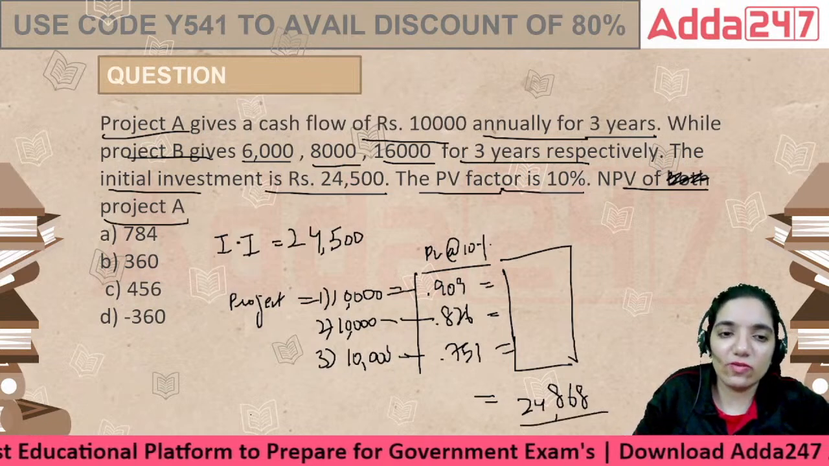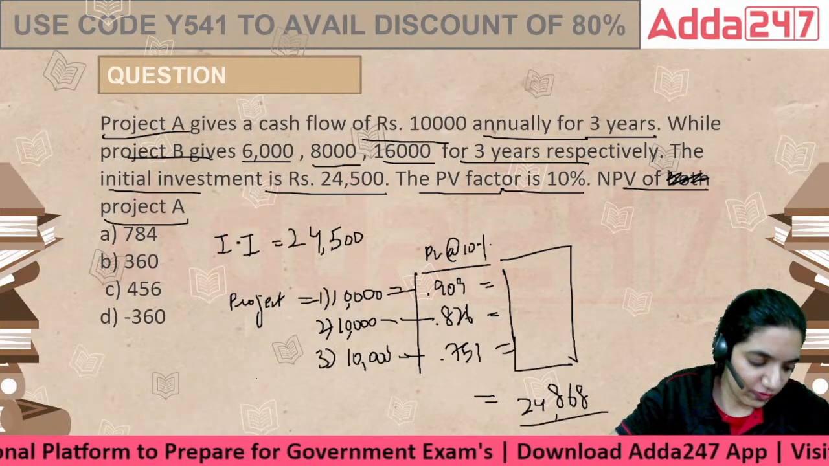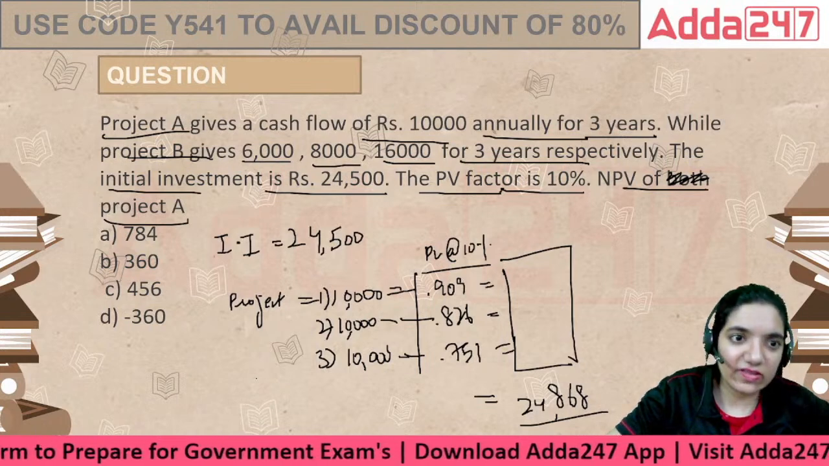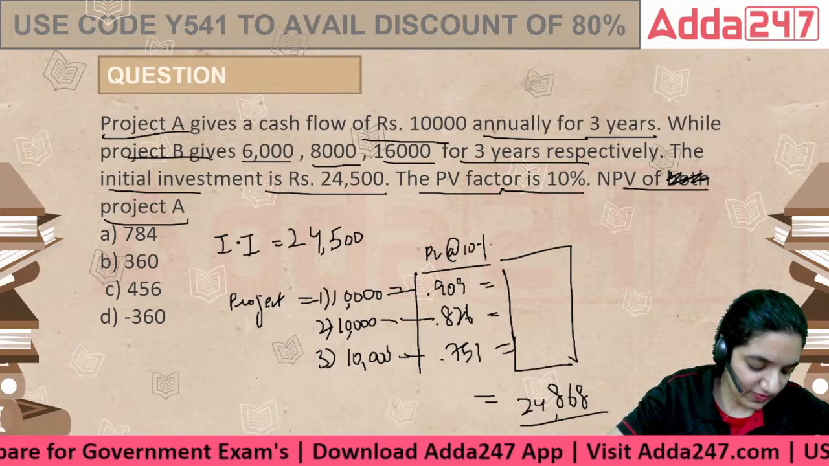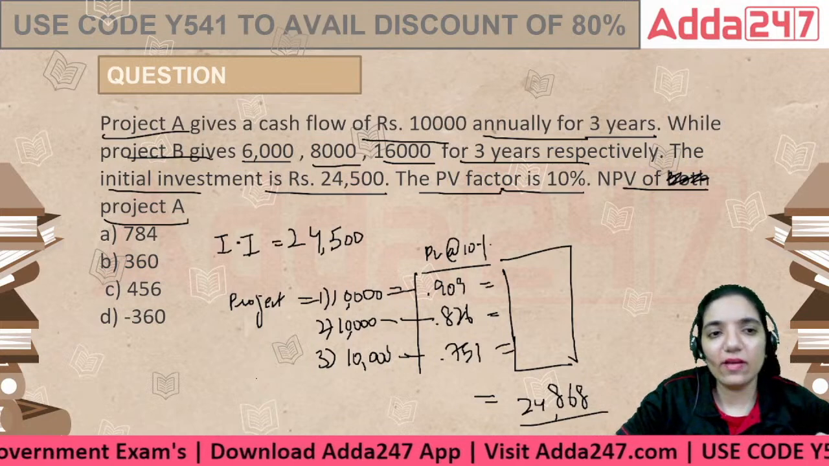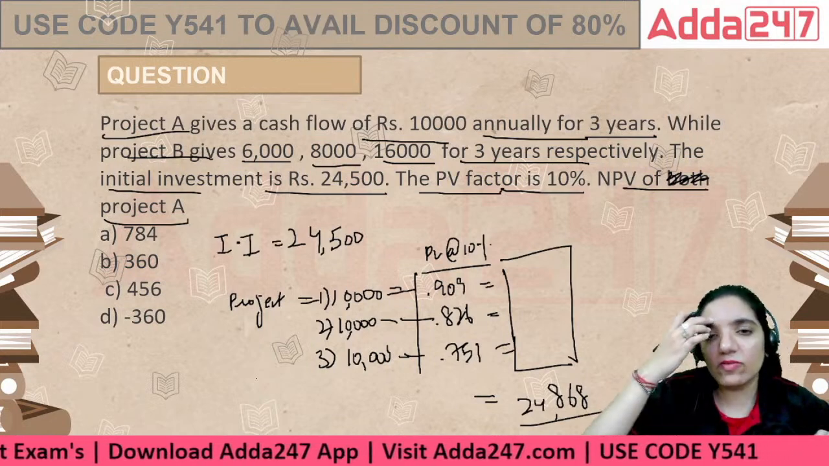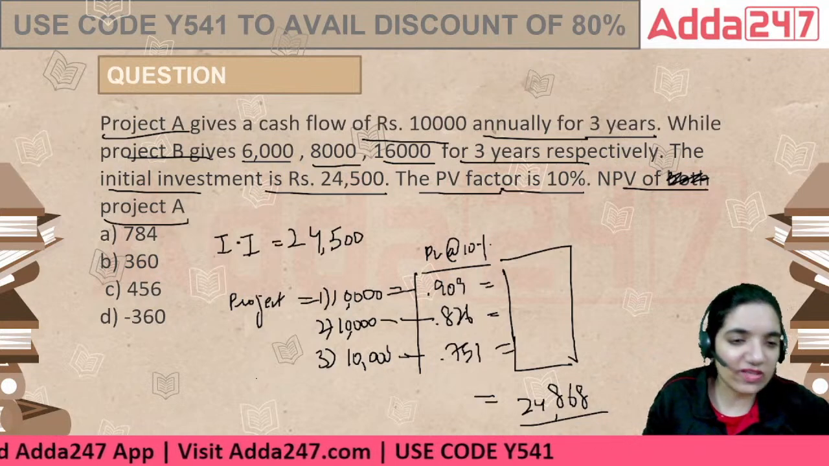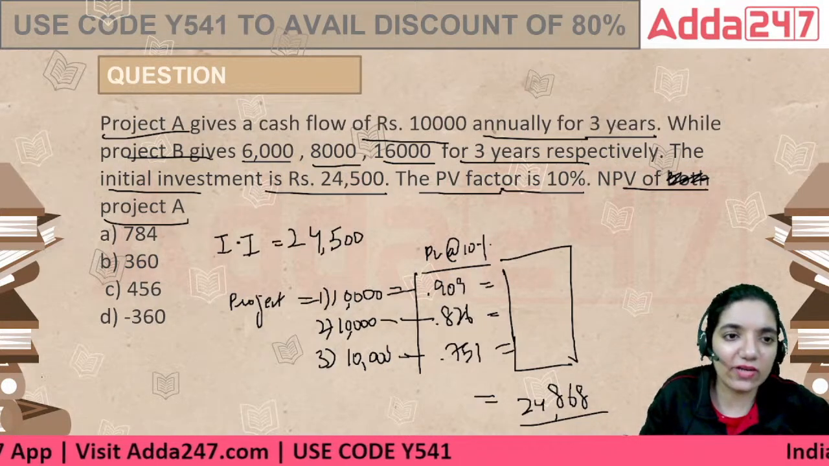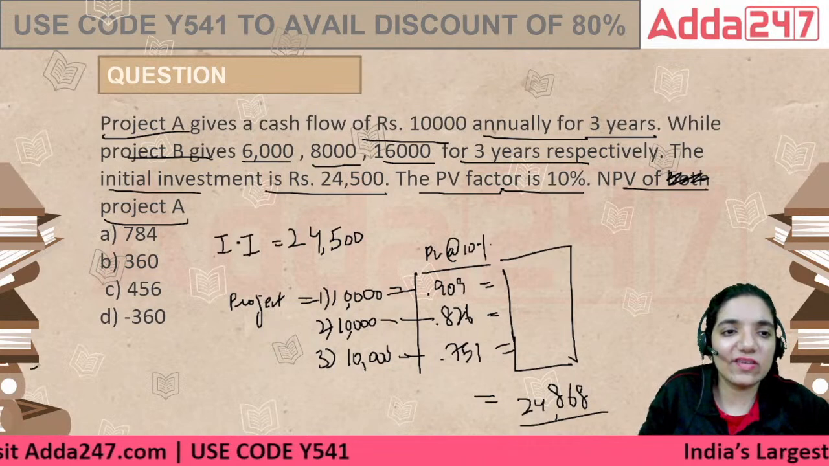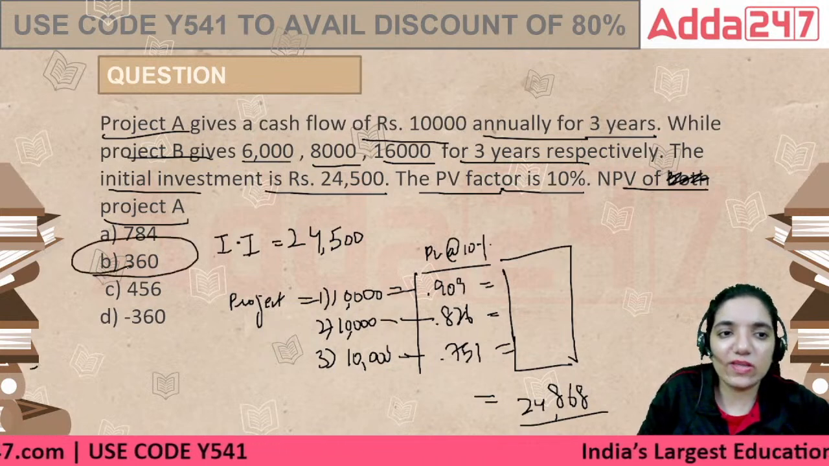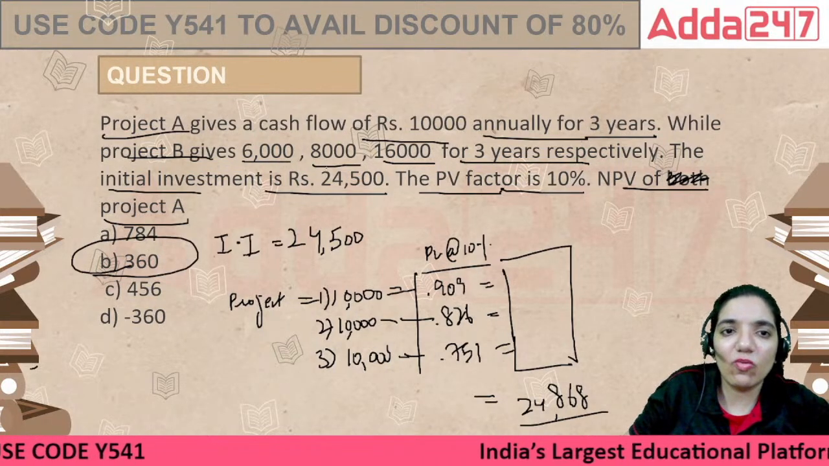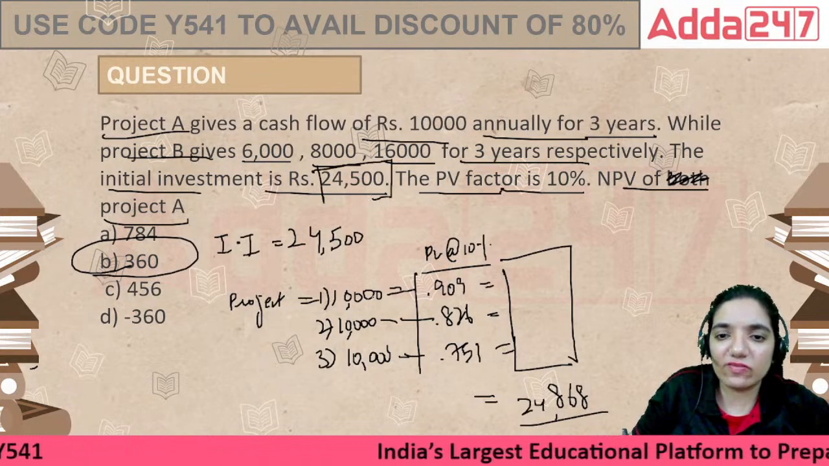What was the original value? We invested 24,500, and here we are getting a negative value just by taking up the various values. There is an approximation. My value is coming at 368 rupees. So the nearest is 360. So this would be the answer, because I am making more than 24,500.